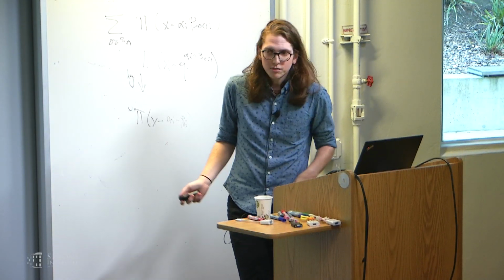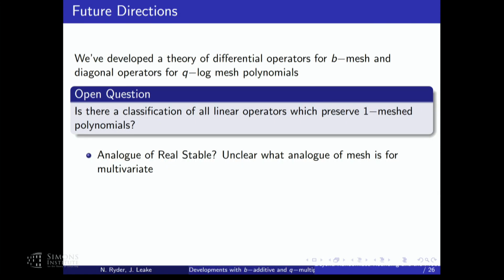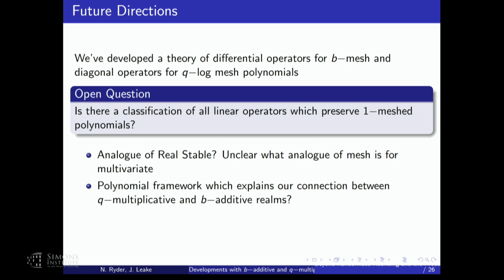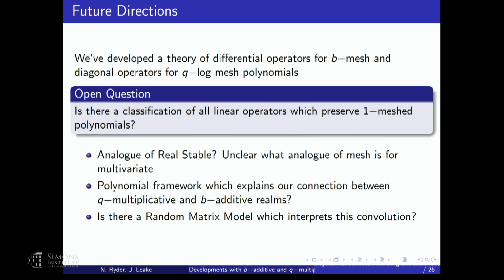And I think key to this, of course, just a la Borcea and Brändén, is there an analog of real stability? And so it's really unclear what the analog of mesh is for multivariate. I don't think it's a condition about spacing of the roots per se. It could be, but it's very unclear what it should be if that's the case, because these things kind of become more ambiguous when you have infinitely many roots. And if you came up with an appropriate multivariate polynomial framework, could this explain this connection in a much more intuitive way? And then finally, is there a random matrix model which interprets this?